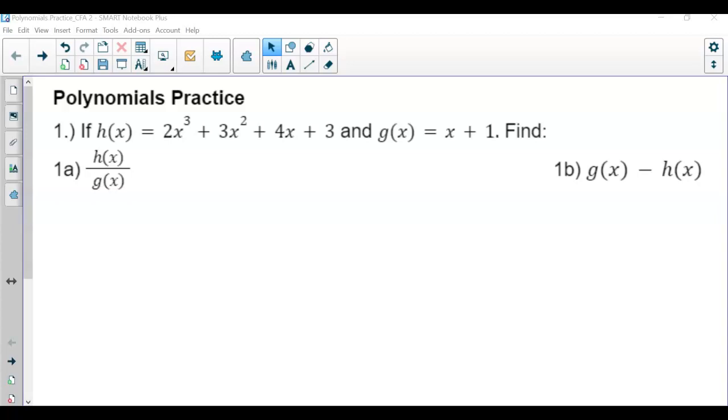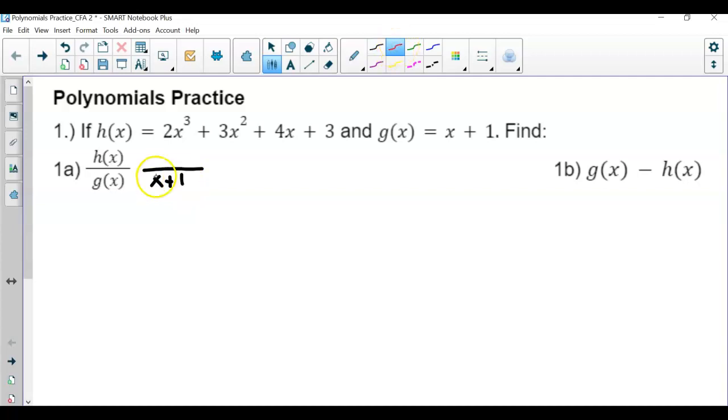In this video, I'm just going over our practice on our polynomial operations, and there were also a few review questions with the imaginary unit. So here we're using the two functions of h of x and g of x for these two operations. So based on what's given here in 1a, notice how we have the fraction bar, so we are dividing. I notice I'm dividing by g of x, which is x plus 1. Because my coefficient and exponent are 1, my x is by itself, we can use synthetic division.